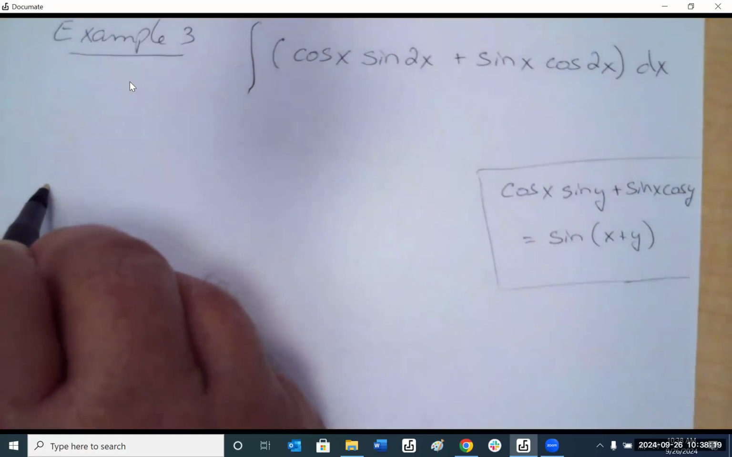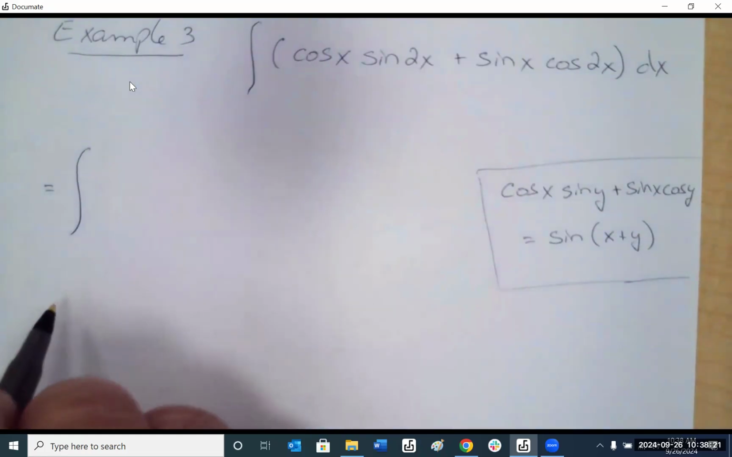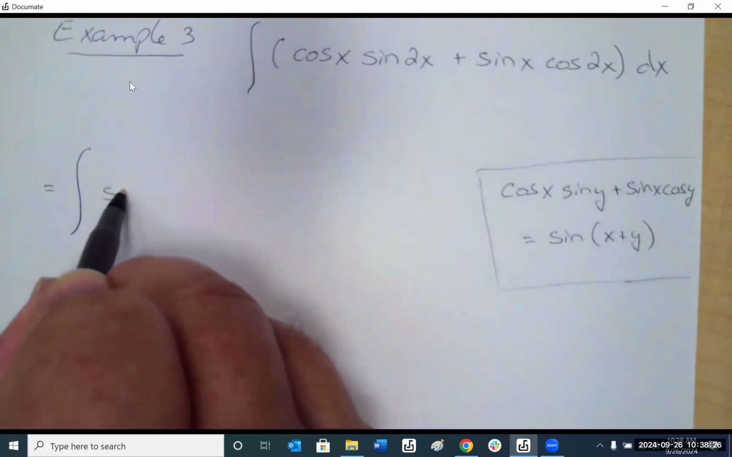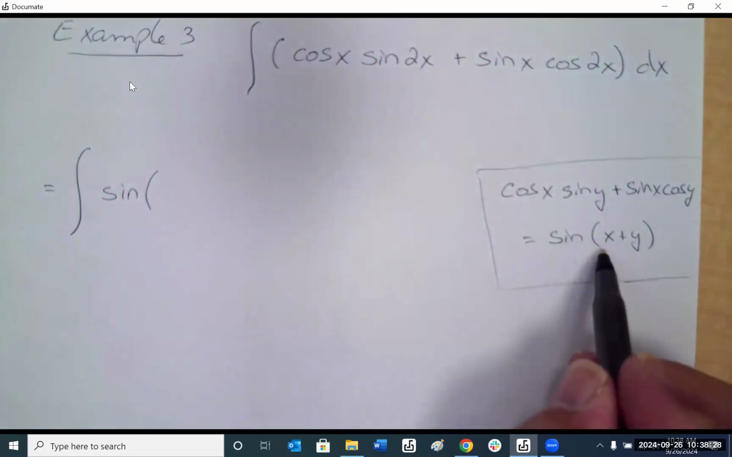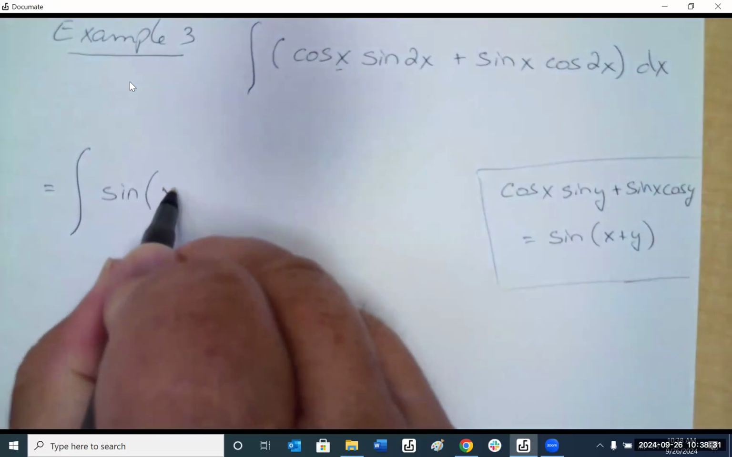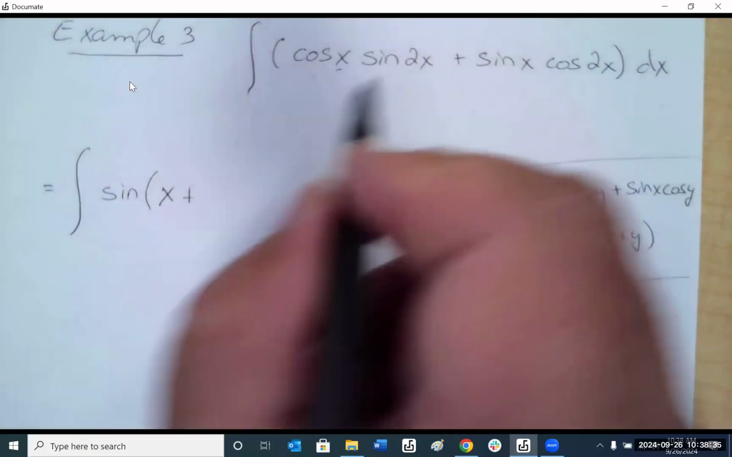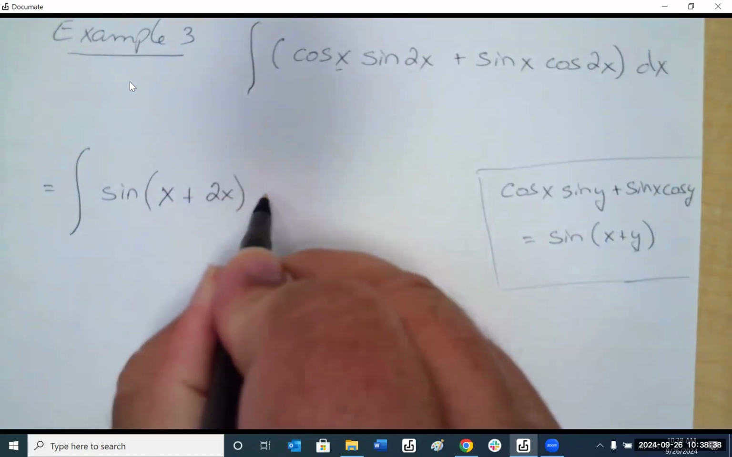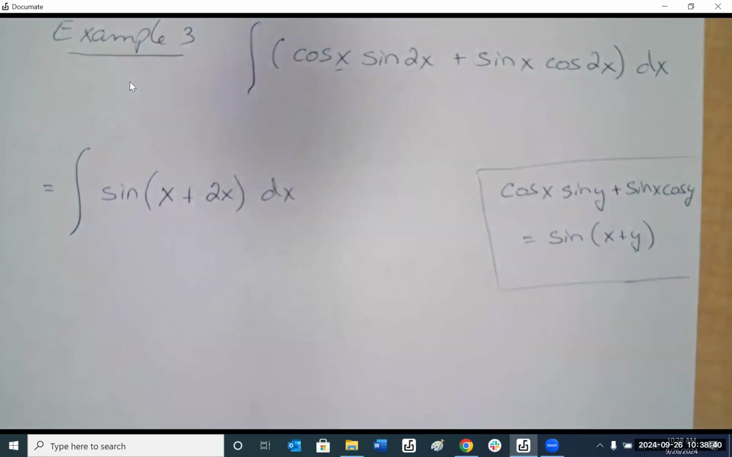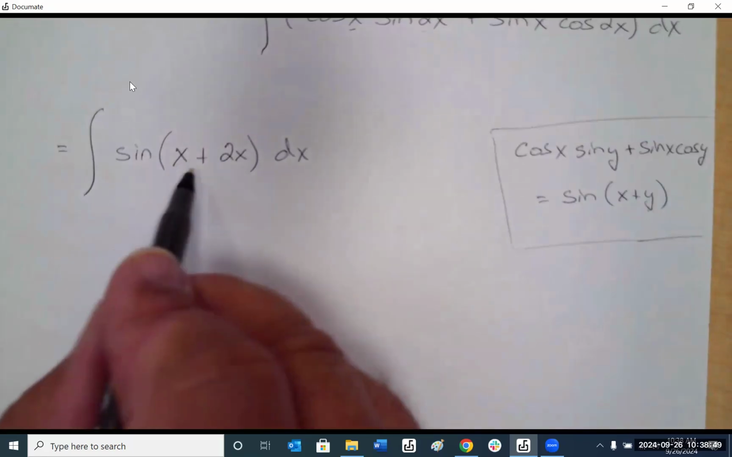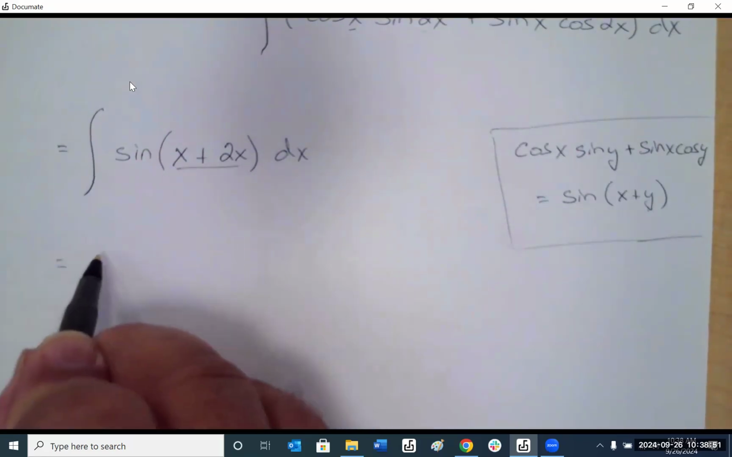So in our case, since we have cosine, sine, sine, cosine, it becomes sine. The first one's the x. The second one's the y. We can combine like terms.